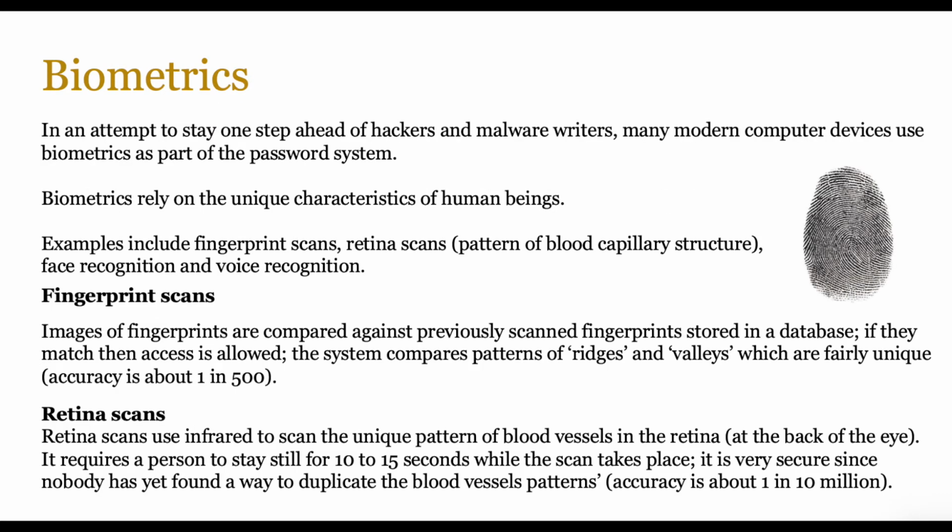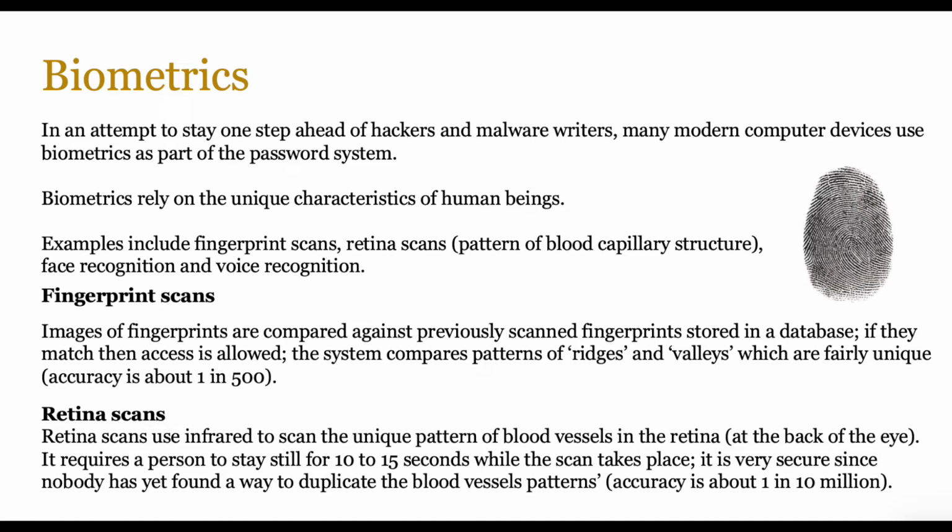Another key component is biometrics. In an attempt to stay one step ahead of hackers and malware writers, many modern computer devices now use biometrics as part of their password system. And biometrics rely on unique characteristics of human beings. Examples include fingerprint scans, retina scans, which basically involve the pattern of blood capillary structures, facial recognition, and voice recognition. You should be familiar with quite a few of these because they are part of modern smartphones, but you need to go into a bit more depth when you're answering these.